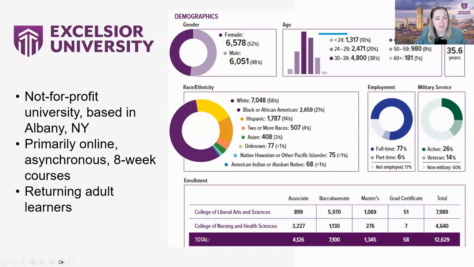Before we jump into the project that we're going to be discussing, we want to give you a little bit of context about who Excelsior is, in case you don't know us. We are a not-for-profit university based in Albany, New York. We're primarily online, asynchronous courses, 8 weeks for the most part. And our students are primarily returning adult learners. So if you're coming from UAGC, that might be a pretty familiar demographic to you, not a dissimilar population.